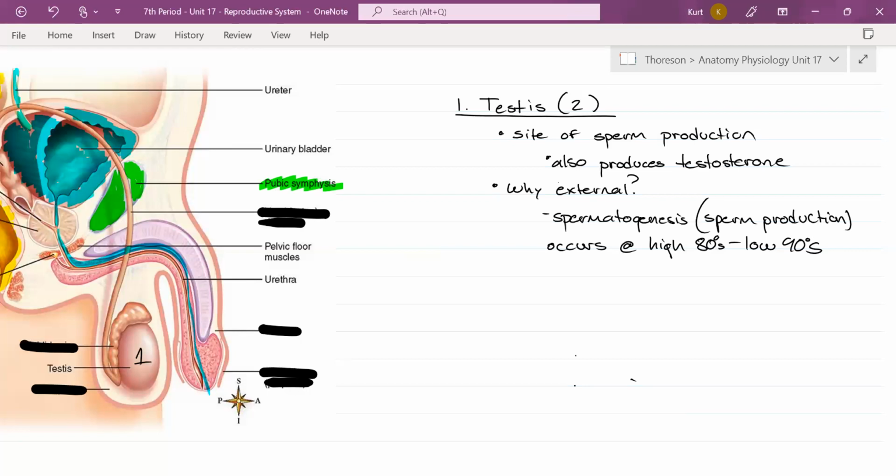That shuts down spermatogenesis. This is why the male gonads, which are the testes, female gonads are ovaries, the male gonads are outside the body because sperm has to be made in upper 80s to low 90s.